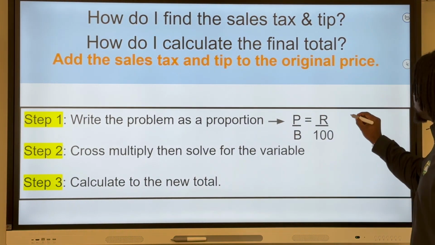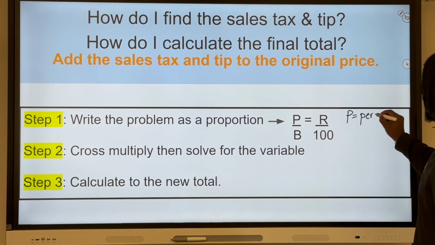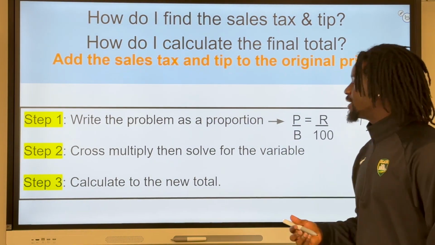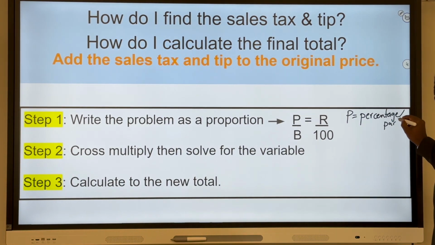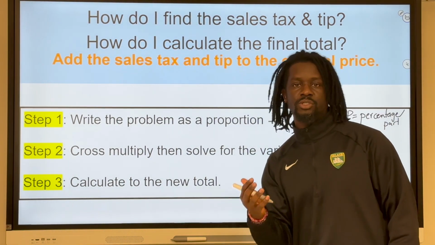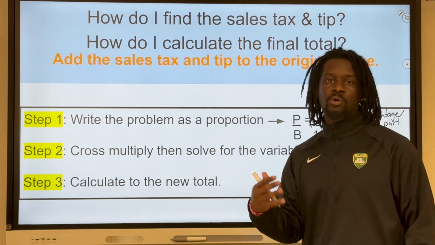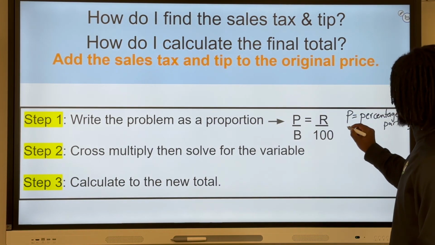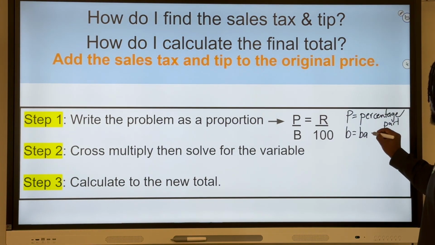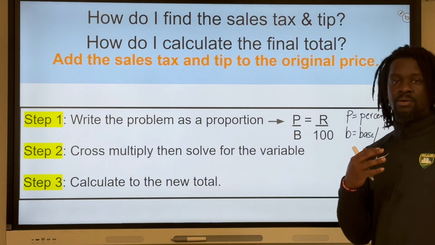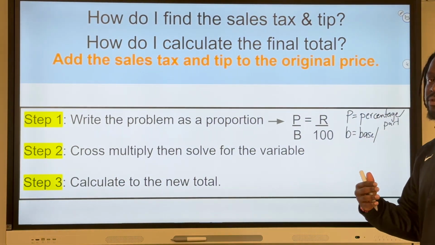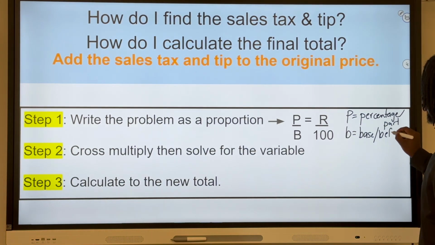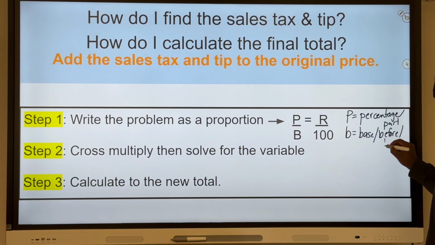Okay, and so I want to remind you that the P is percentage. Another word that I want you to think about in terms of percentage is the part. You may hear me refer to it as the percentage or the part of the amount that will be either discounted or sales tax, but P stands for percentage. The B stands for base. Another word that I want you to think about when you hear base, think about the price at the beginning or the price before. So base, you can think before or beginning.